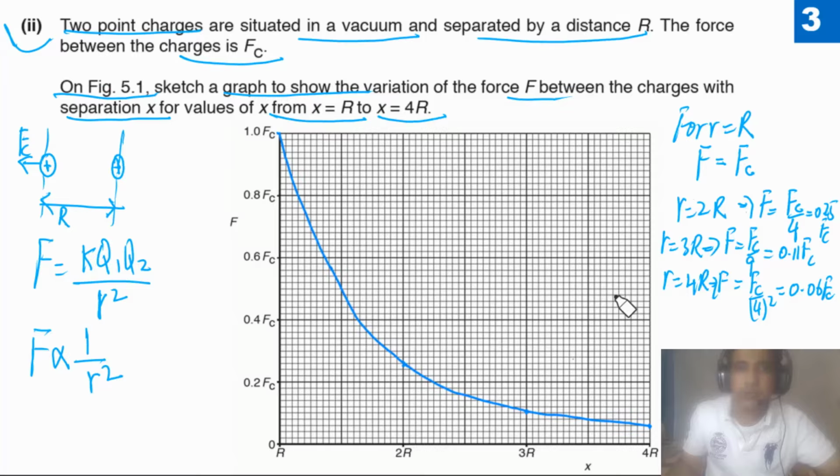If you like, you can also label these coordinates because these points are very important. So here this is 2r, 0.25 Fc. You can also label these coordinates 3r, 0.11 Fc, and this is 4r, 0.06. So this is a very good one. This is how you need to sketch. It is very similar to the electric field graph, the electric field and force graph. The shape is the same because they follow the same inverse square law.